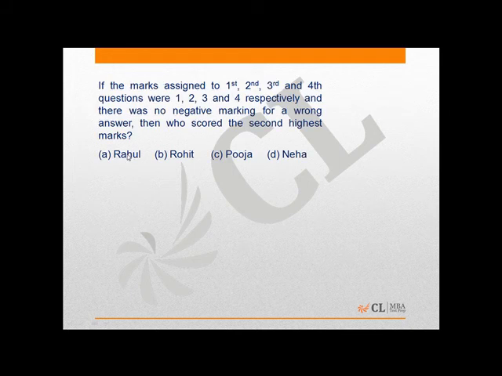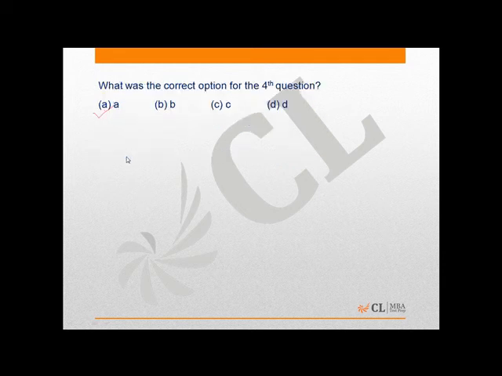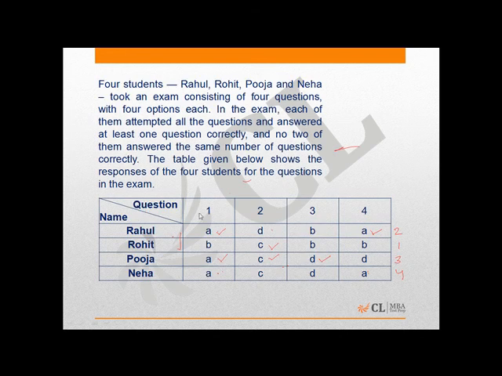Next, if the marks assigned to the first, second, third, and fourth questions were 1, 2, 3, and 4 respectively, and there was no negative marking for a wrong answer, then who scored the second highest mark? We are sure that Neha scored the highest marks as she got 1 for this, 2 for this, 3 for this, and 4 for this. Her total is 10.